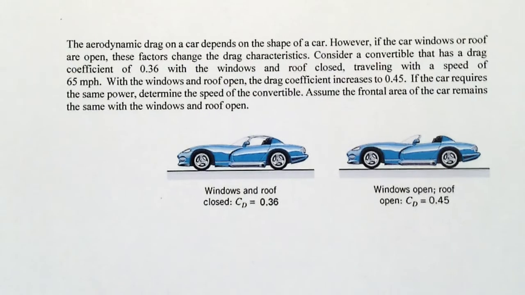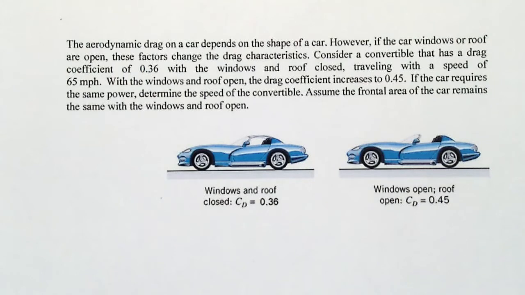So here you have the aerodynamic drag on a car that depends on the shape of the car, and also on whether the car window or roof is open, which changes the drag coefficient. It's given that in the first case the windows are closed and in the second one they are open, and you see that the drag coefficient for the open one is higher than for the closed one, because in the closed one the shape of the car is more similar to the streamlines.